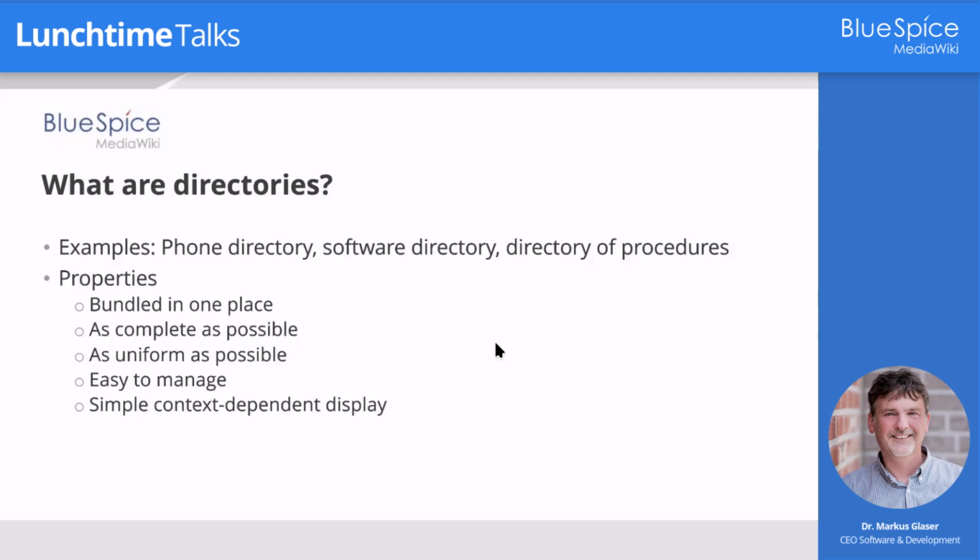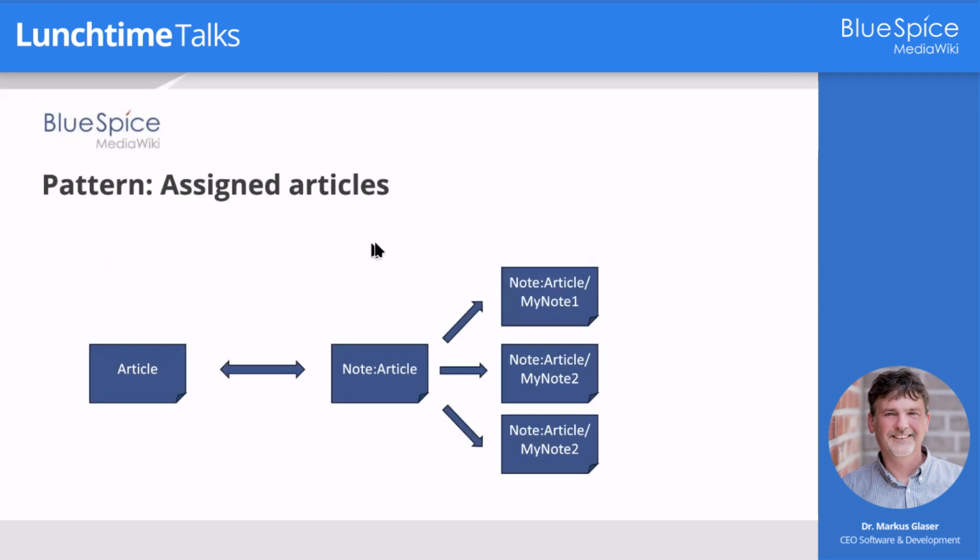And also, in the context of a wiki, we want to be able to display parts of the directory in the context of a page. So we want to see the specific entries that are relevant for a specific page and be able to associate them with the page. That way we can show only the relevant part of the directory in a specific context. So how can we achieve such a thing in the wiki?